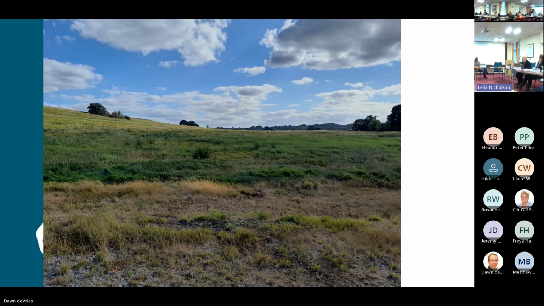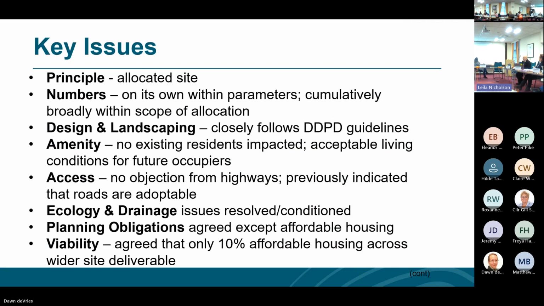So moving on to the key issues, which are essentially very, if not identical, similar to the previous one. Again, we are on the B4 allocated site. The numbers at 150 in their own right are clearly within the parameters. Again, we consider things cumulatively. Those numbers have moved up as the application is developed. This site is being developed roughly at the density that was envisaged originally.